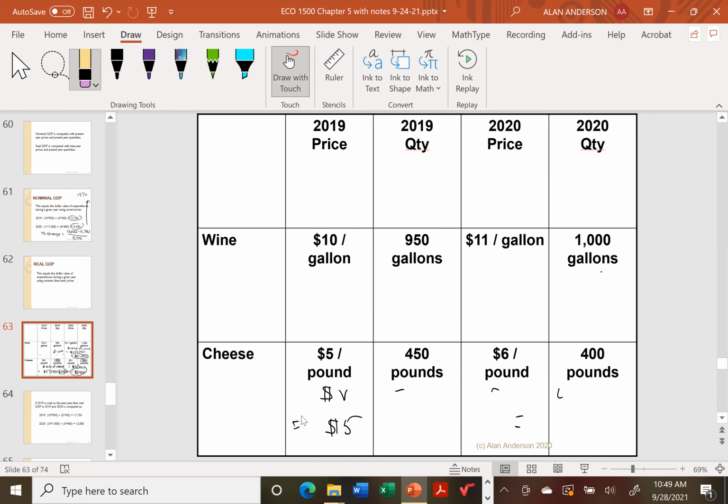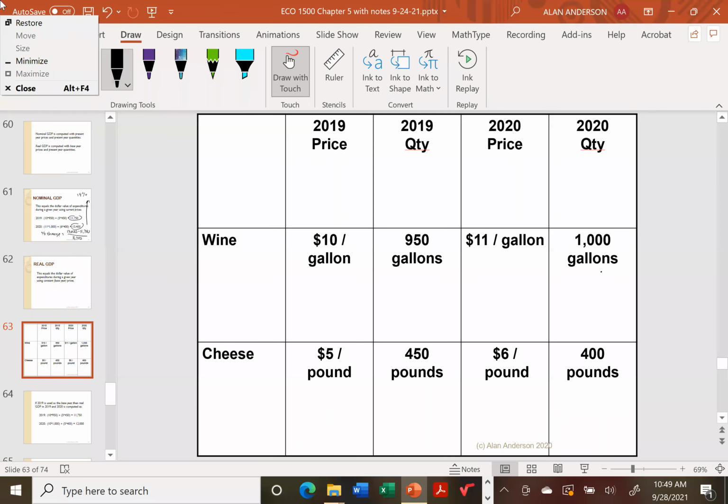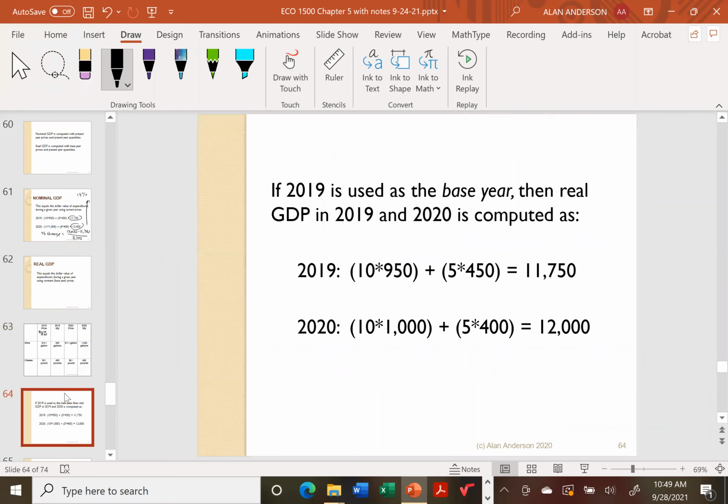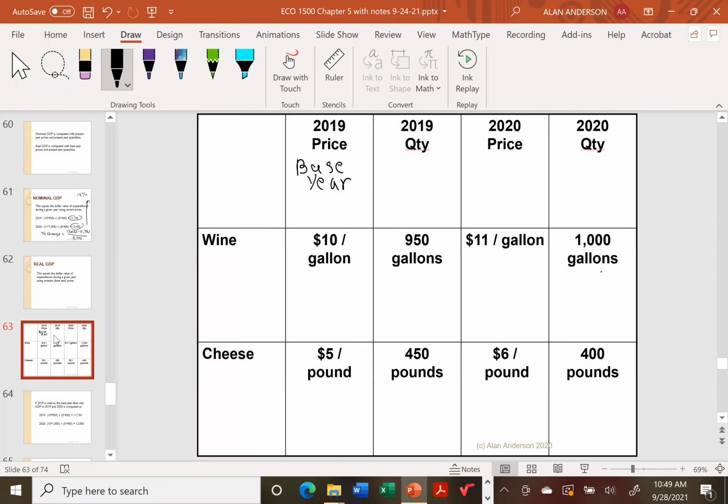All right, so this time around, when we calculate the GDP, we're only going to be focused on the prices in the base year, which is 2019. But we're going to use the quantities in whatever year we happen to be in. So for example, the 2019 real GDP will actually be the same as the nominal because it's the same prices. So the base year real GDP just equals the base year nominal GDP. So we don't actually have to do any calculations.